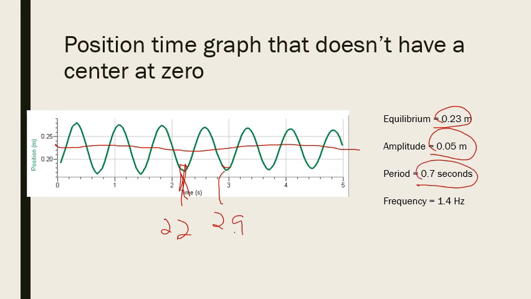Okay. And then when I take the inverse of that, I get 1 divided by 0.7. It's about 1.4 hertz. I rounded a little there. So I was able to get those values that way.